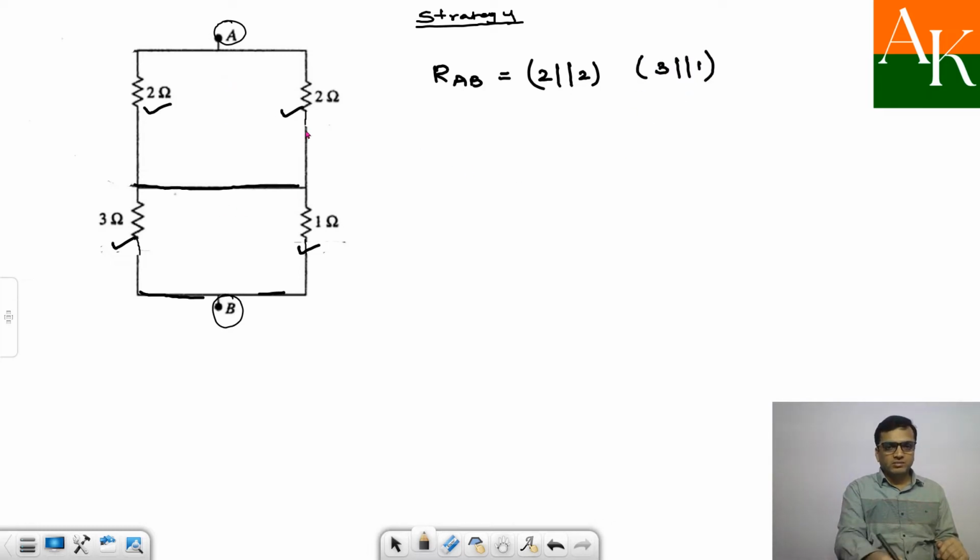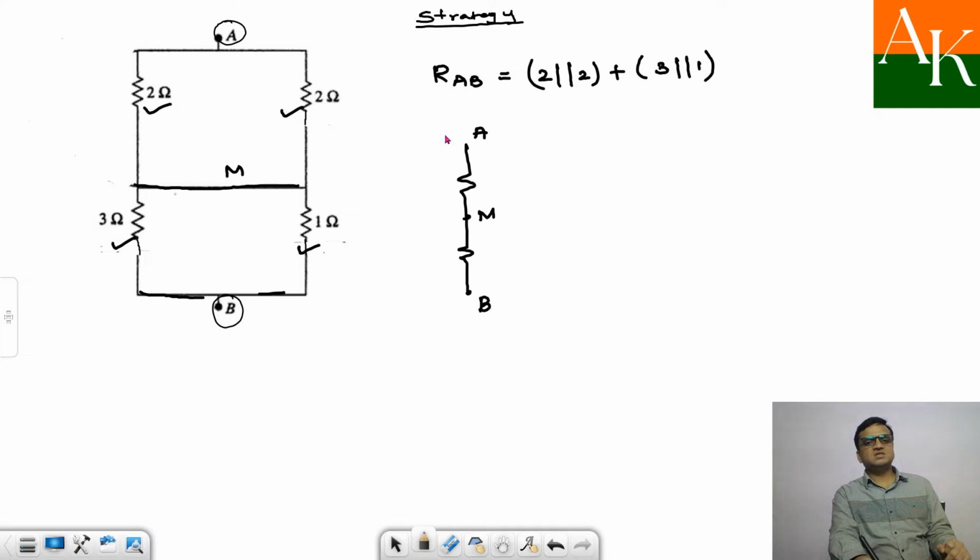And then if you have to solve this, you will have a circuit like this: A, and let's say this node is M. Between A and M, you will have one resistance. I am not interested in the value of the resistance right now because I am building a strategy over here. And between M and B, another resistance will be over here. So now these two resistances are in series. So this will be the final answer.